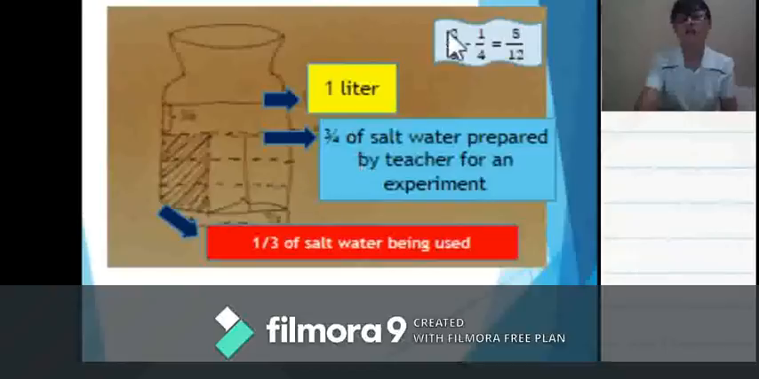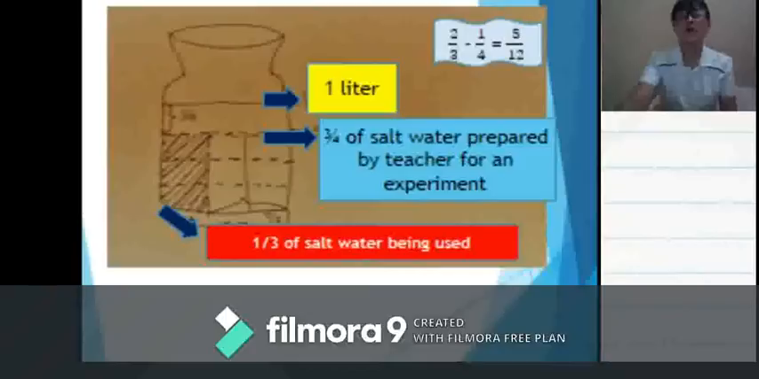So we are trying to subtract 2/3 minus 1/4. The answer is 5/12. So this would be the remaining amount of salt water that is not being used for this experiment. This is how the figure looks. That only shows what 5/12 looks like.